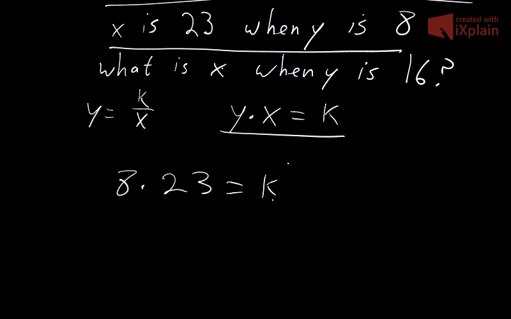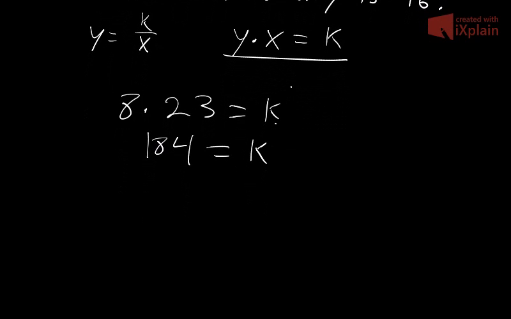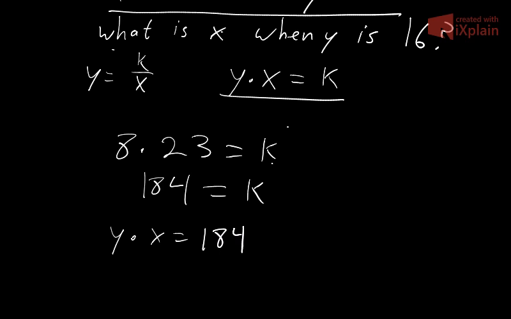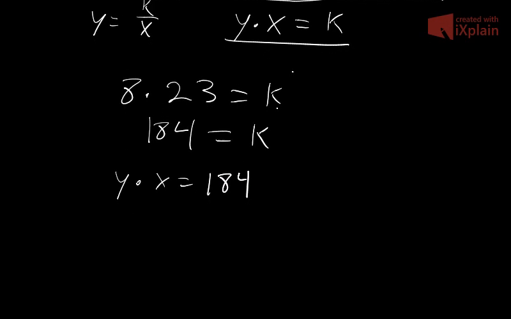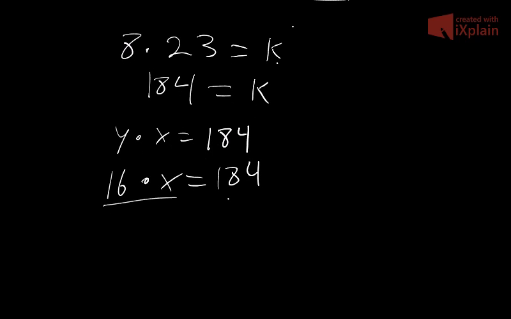And I know that 8 times 23 is going to be 8 times 20, which is 160, plus 8 times 3 is 24, so 184. And now I can go back and plug that in. So now I have y times x equals 184. And now I want to know what is x when y is 16. So I'm going to plug in 16 for y. I have 16 times x equals 184. So to get x by itself, I need to divide both sides by 16.